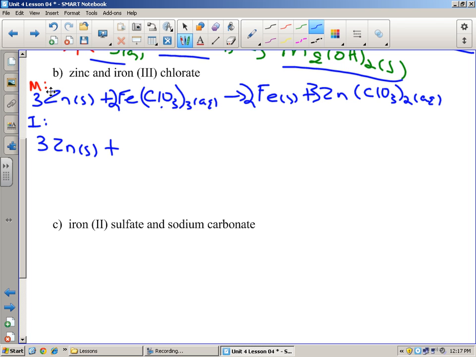Guess again. What's the charge on this zinc? Zero, because it is not an ionic compound. You get ions, charges, from ionic compounds. This is a metal by itself.